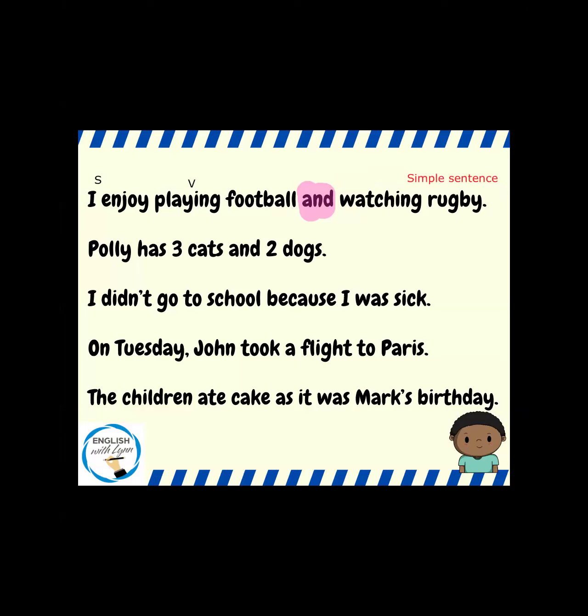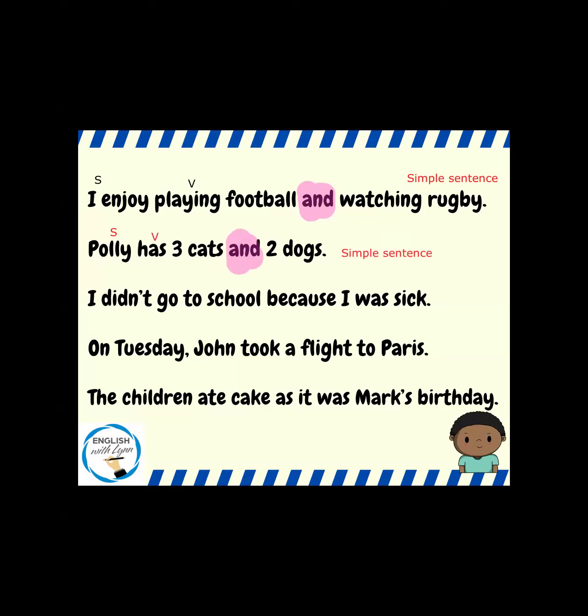Now, the next one. Again, I have spotted an and there. Let me just highlight it. I've spotted an and, but I think I have the same problem because the first part of it, Polly is my subject, she has is the verb, but the and is used to link 3 cats and 2 dogs. So again, I've still only got a simple sentence.